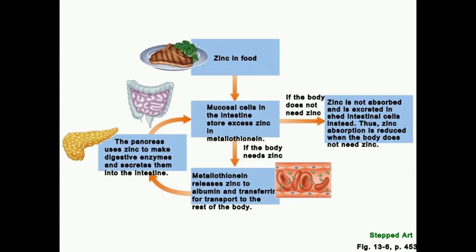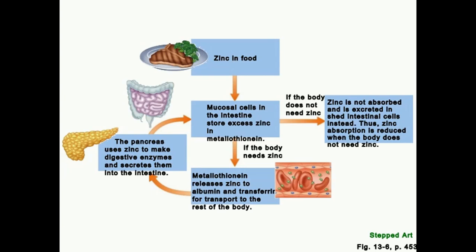Look at this figure. This figure shows that dietary zinc from food comes into mucosal cells of the intestine, from where it is further digested and absorbed by two regulatory proteins called non-specific binding proteins and cysteine-rich intestinal proteins, from where zinc is stored in metallothionein. Here two possibilities occur. If the body needs zinc, metallothionein releases zinc to albumin and transferrin for further transport to the rest of the body as well as peripheral tissues.